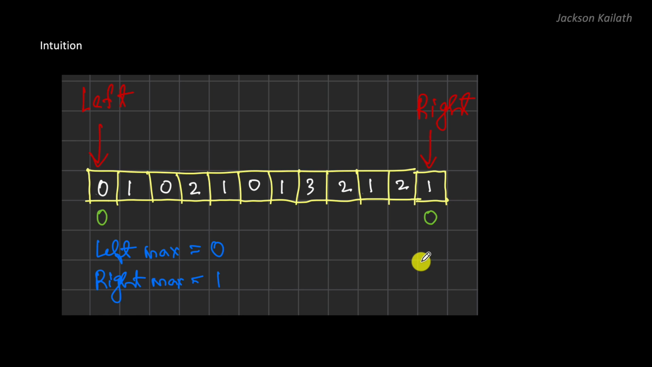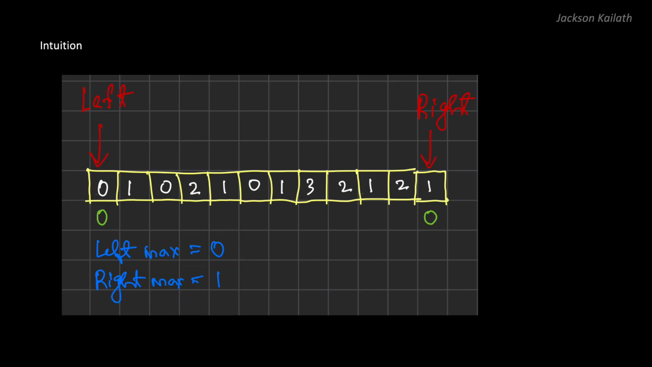And again, also notice at this point left max is equal to 0 because we have 0 over here, and right max is equal to 1 because we have 1 over here. So the left pointer has only visited this position so far, so that's why the value of left max at this point is 0, and the right pointer has only visited this position so far, because of which the value over here is equal to 1.